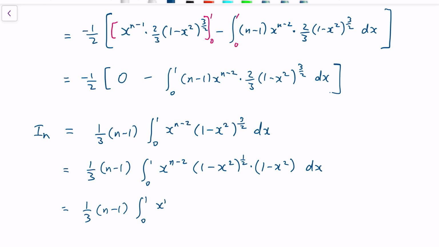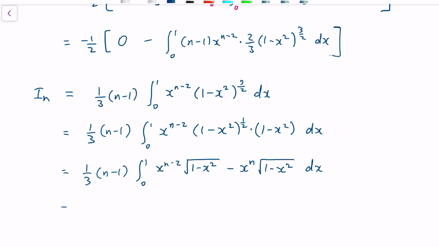Okay, we can write x to the n minus 2 times root 1 minus x squared. That's the first part. If I take all of this and times by 1, and then I do the second thing, all of this times by minus x squared. When I do that minus x squared thing, I get x squared times x to the n minus 2. Right, this term times this term becomes x to the n, minus x to the n and 1 minus x squared square rooted.